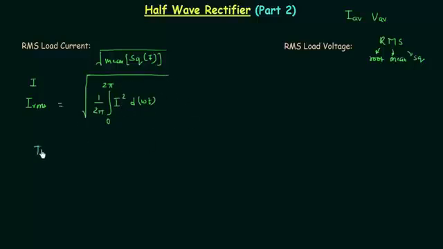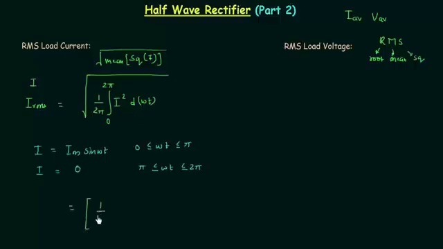From the last lecture, we know current I is equal to Im sine omega t, where Im is the maximum value of load current when omega t is from 0 to pi, and the load current I is equal to 0 when omega t is from pi to 2 pi. I will use this condition to perform the integration.